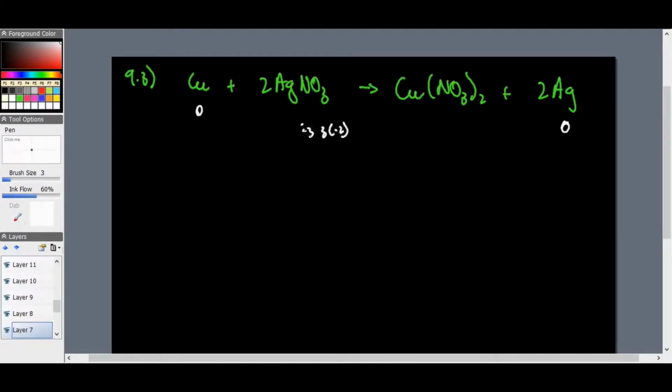And silver here should be silver. Where's Ag here? Okay, so I've got minus 3. That's minus 6, and this is minus 3. So that's minus 6 plus minus 3.